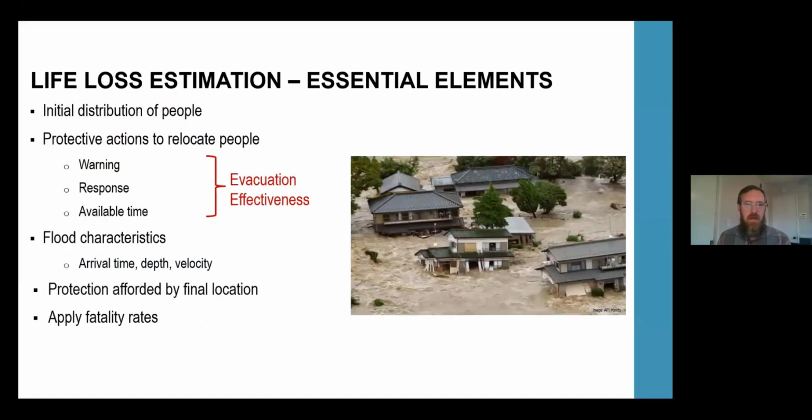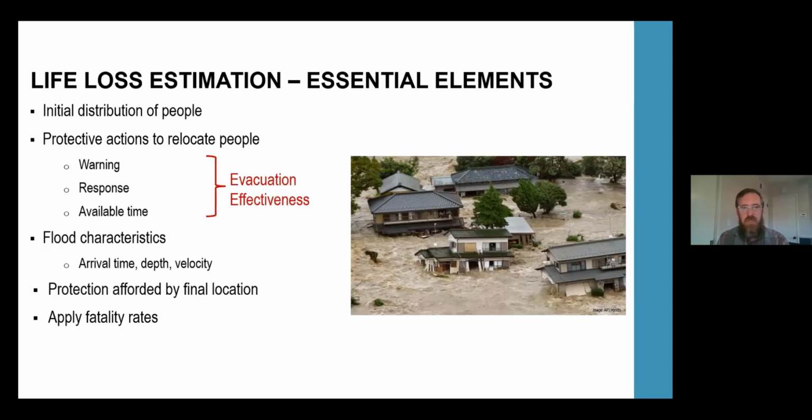Every consequence model out there has these few essential elements. It all has to start with an initial distribution of people within the floodplain. That's your population at risk. After that's set, there are protective actions to relocate those people out of the floodplain or even within the floodplain sometimes. So we need to understand the impact of warning and people's response to that warning and the timeliness of those responses. So how much time is available before the flood arrives, for example.